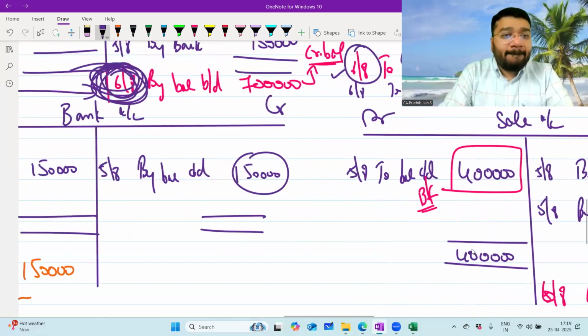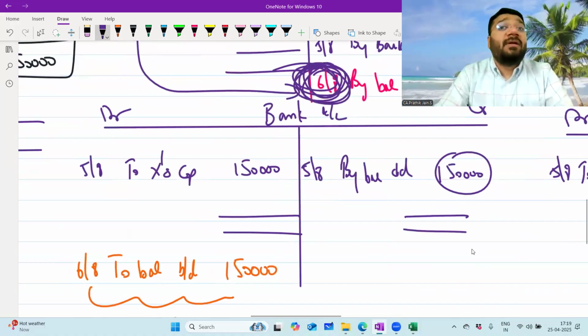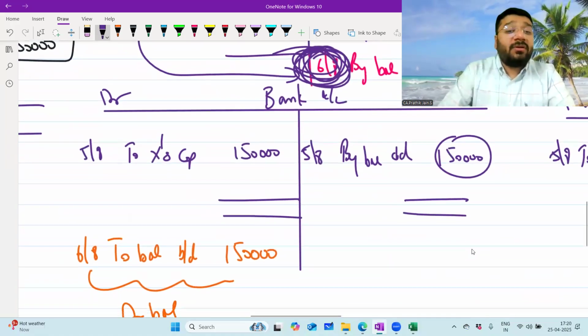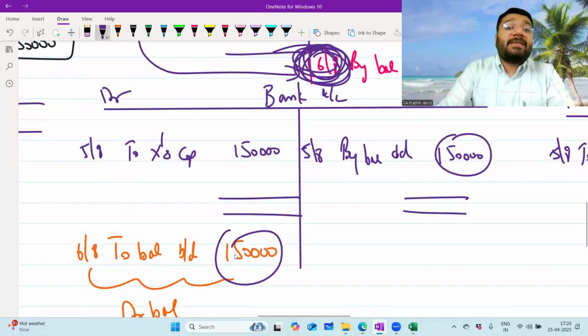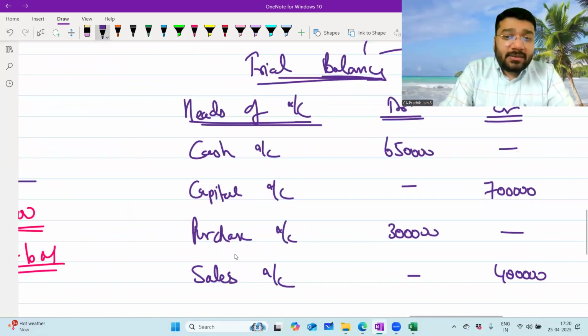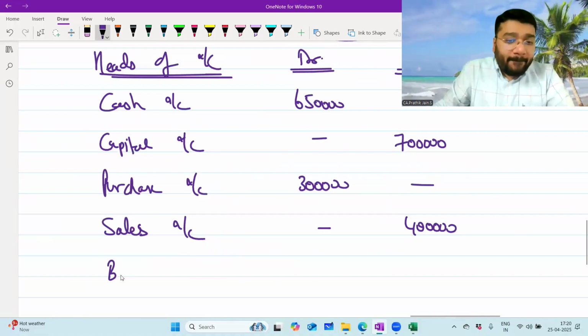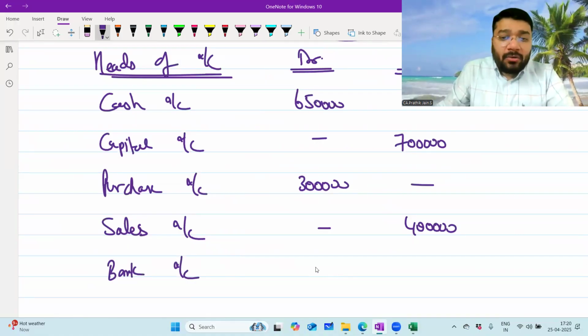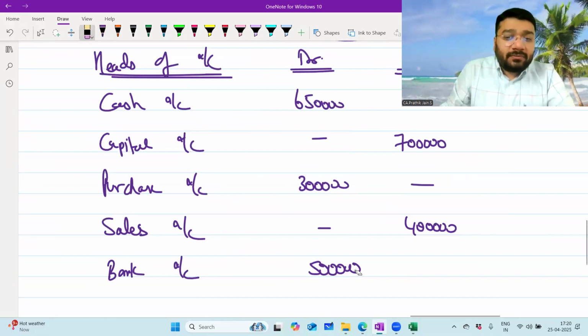Next is what? Bank. Bank is having a balance. Is it having a balance? Yes. How much? 150. Which side? Debit side. What balance? Debit balance. So now, bank account, debit side, 1,50,000.